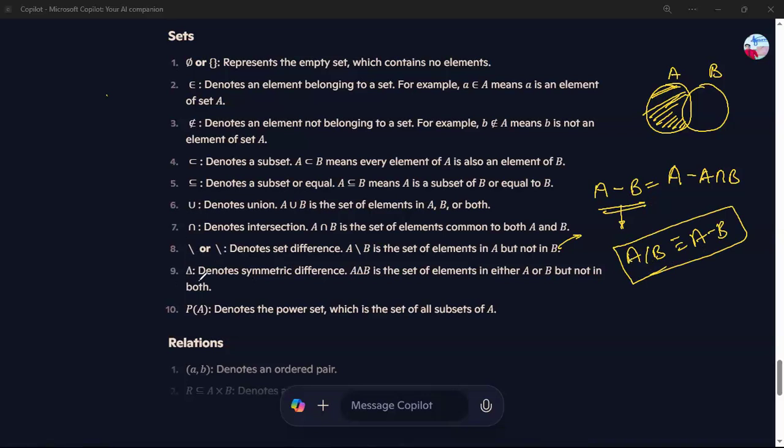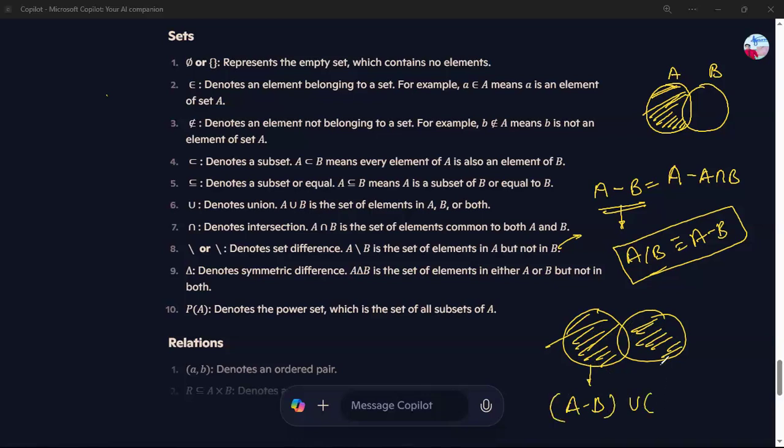Now this denotes symmetric difference. A del B is a set of elements in either A or B, but not in both. So in this, if there are two sets A and B, we are considering all the elements, but not in both. So the intersection part will be left out. So A minus B is unified with B minus A, and it is A del B. Clear? This one is clear? Yes, sir.